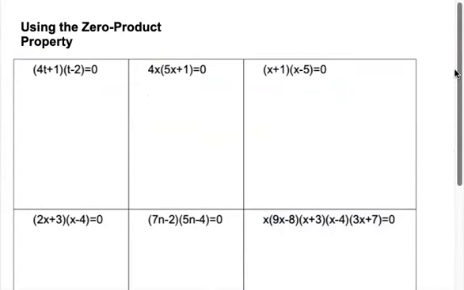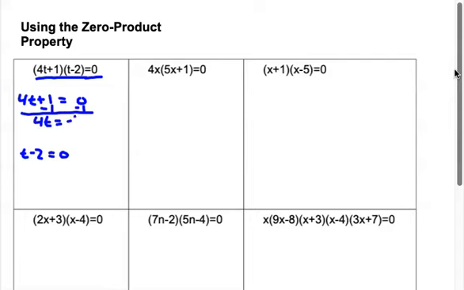All right, so using the zero product property, you see 6 problems here. Everything is already in factored form, which means we're ready to just try to split those up and solve those. So if this is true, 4t plus 1 times t minus 2 is 0. Either 4t plus 1 must be 0, or t minus 2 must be 0. Those are my two possibilities. So I'm going to solve the first one by subtracting 1 from both sides, and then I end up with 4t equal to negative 1.